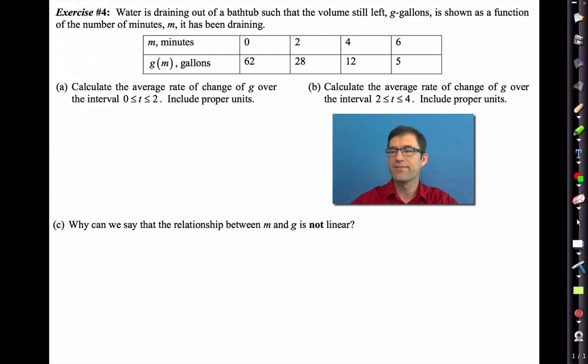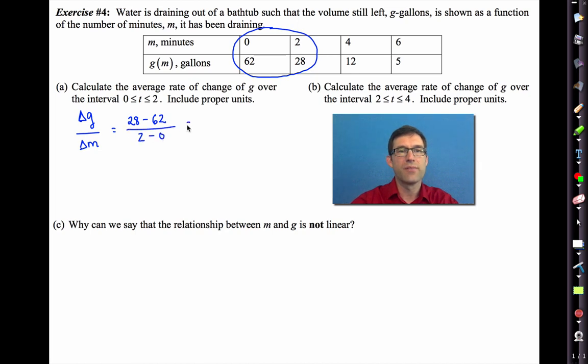include proper units. All right, so I want to calculate the average rate of change over this interval. What I'd like you to do is pause the video right now and go ahead and do that. That shouldn't be too bad. All right, let's go through it. So it's going to be change in G divided by the change in minutes. All right. Watch out, always do the second one minus the first one. 28 minus 62 divided by 2 minus 0. That's going to be negative 34 divided by 2, or negative 17.